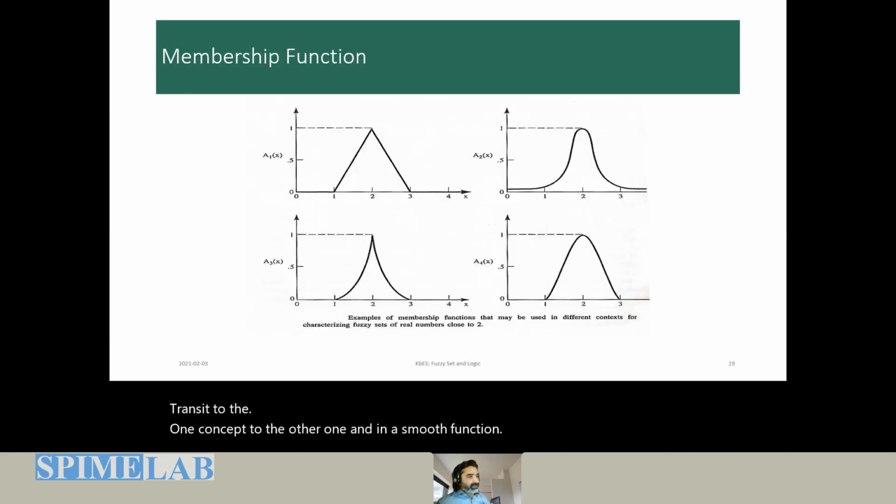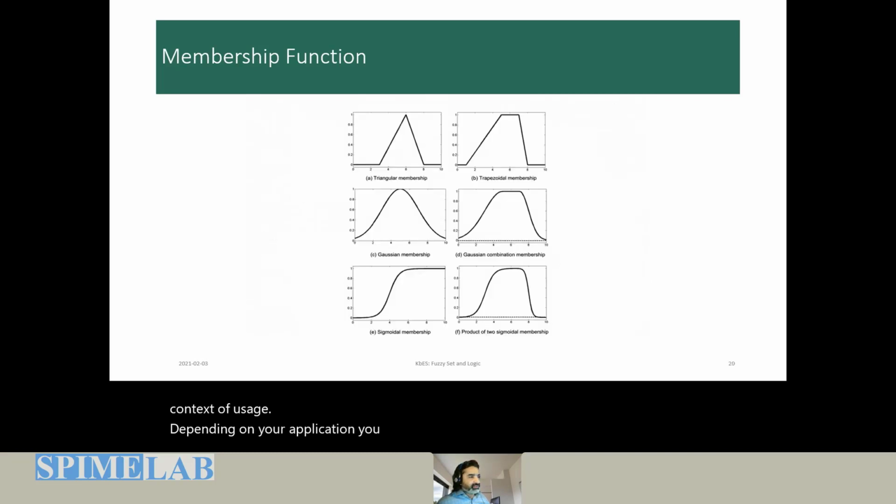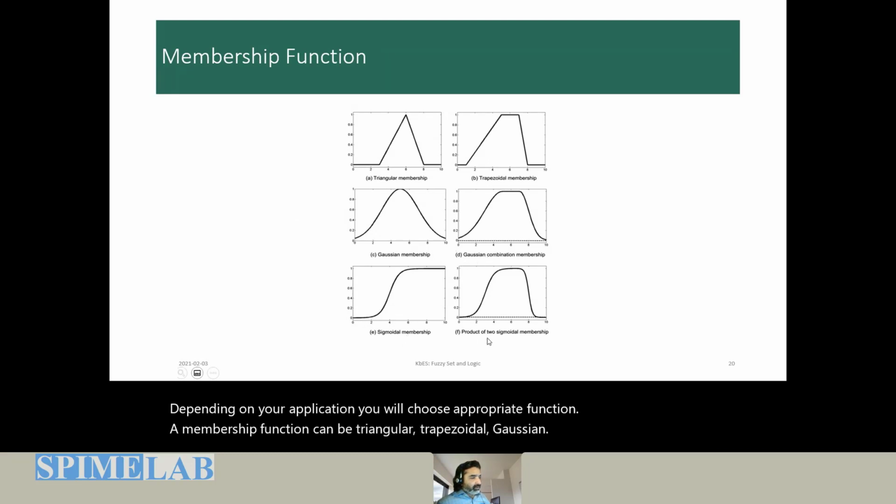They can take multiple possible shapes. For example, the value 2 is represented here using 4 different shapes of membership functions. Depending on the context of usage, depending on your application, you will choose the appropriate function. A membership function can be triangular, trapezoidal, Gaussian, sigmoidal, or a product of 2 sigmoidal functions.